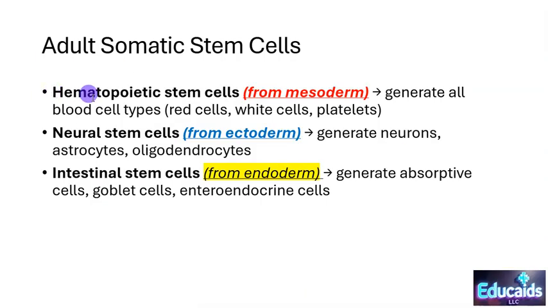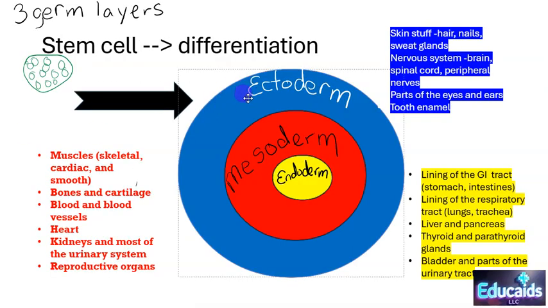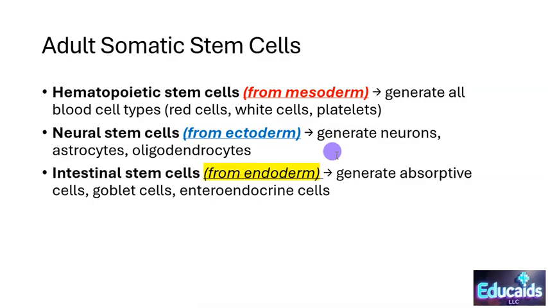You've got your hematopoietic stem cells from the mesoderm. Those generate all blood cell types, red, white, platelets. Your neural stem cells from the ectoderm, this guy right here, generates neurons, astrocytes, oligodendro, I can't say that. Words are hard. And then you've got your intestinal stem cells from the endoderm that make your stomach cells, goblet cells, endocrine cells.